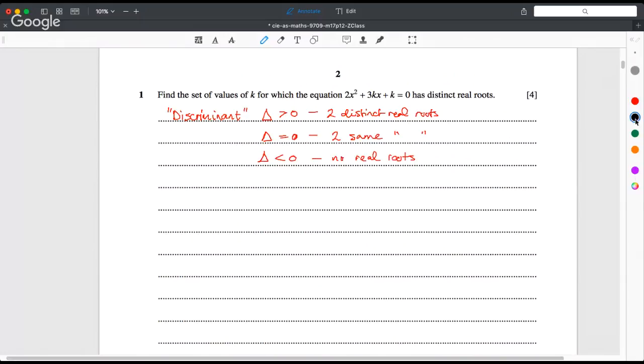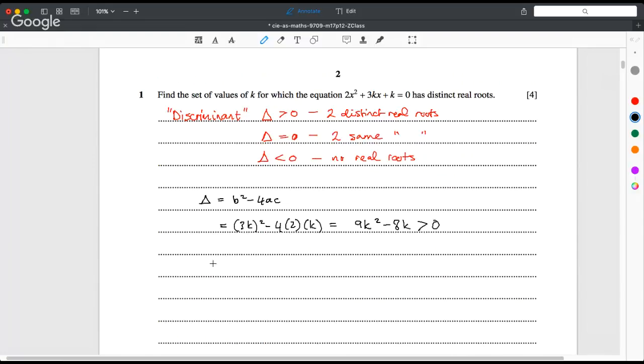So we're asked, when does this have distinct real roots? And that's obviously going to be the case when delta is greater than 0. So what is delta? Well, delta is that bit inside the square root of the formula for working out the roots of a quadratic. So that's going to be b squared minus 4ac. So in our case, that's going to be (3k) squared minus 4 times 2 times k, which is 9k squared minus 8k, and we're requiring that this be greater than 0.